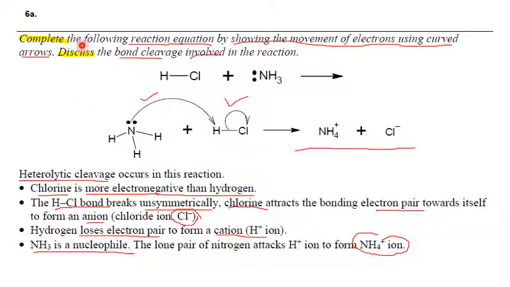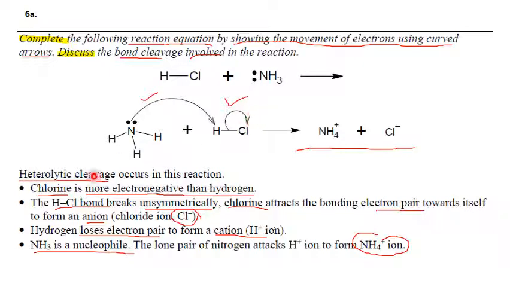Okay, next, complete the following reaction equation by showing the movement of electrons using curved arrows. Discuss the bond cleavage involved in the reaction. So I have to complete the reaction. This is the equation given. So the lone pair will donate to here and then form the dative bond. So it becomes NH4 plus and then Cl negative anion. So this is the curved arrow.